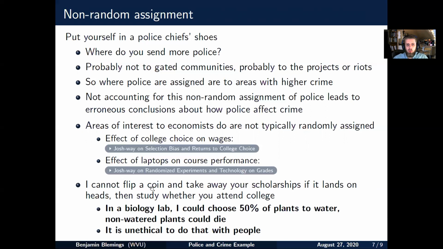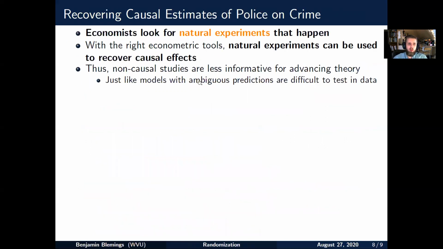But anyway, I can't flip a coin and take away your scholarship if it lands on heads, like I said. In a biology lab, I could flip a coin, and if it's heads, water the plant. The non-watered plants might die. You can't just do that with people. So what do we do? We look for natural experiments that happen. And with the right statistical or econometric tools, natural experiments can be used to recover causal effects of an intervention on an outcome.